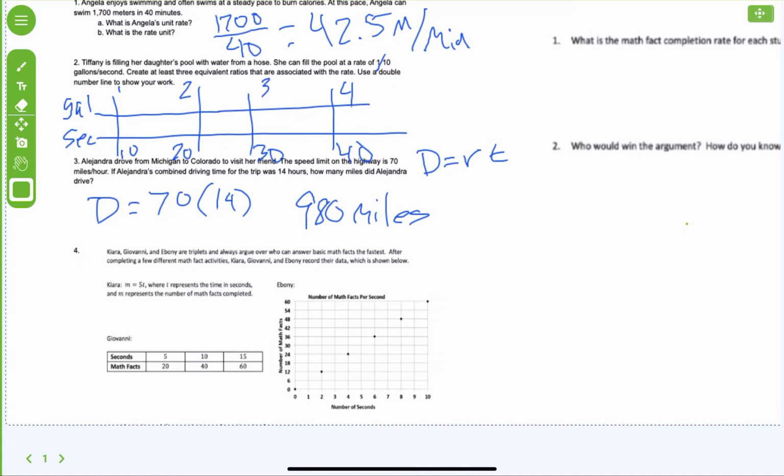Number 4. Kiara, Giovanni, and Ebony are triplets and always argue over who can answer basic math facts the fastest. After completing a few different math facts activities, Kiara, Giovanni, and Ebony recorded their data, which is shown below. Kiara is M equals 5t, where t represents the time in seconds and M represents the number of math facts completed. Giovanni, we just have a table there, 5 to 20, 10 to 40, 15 to 60. Ebony, we have a chart.